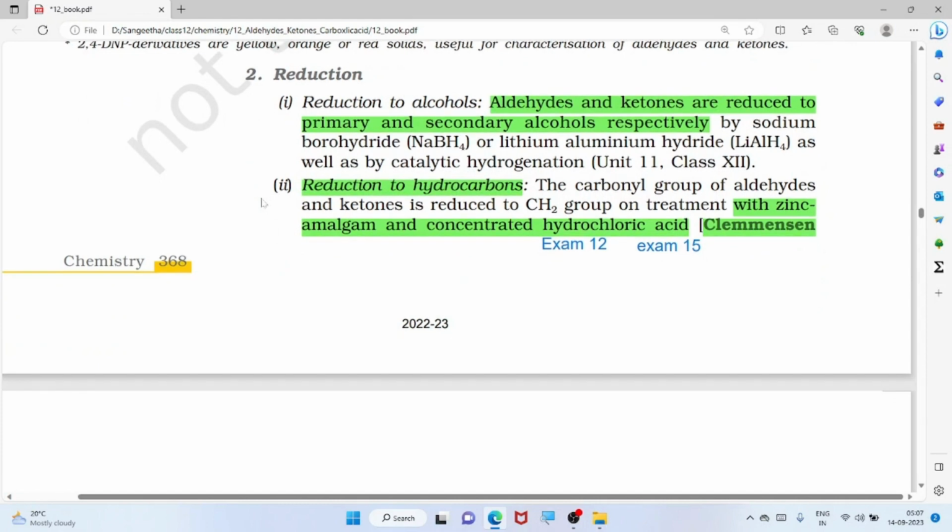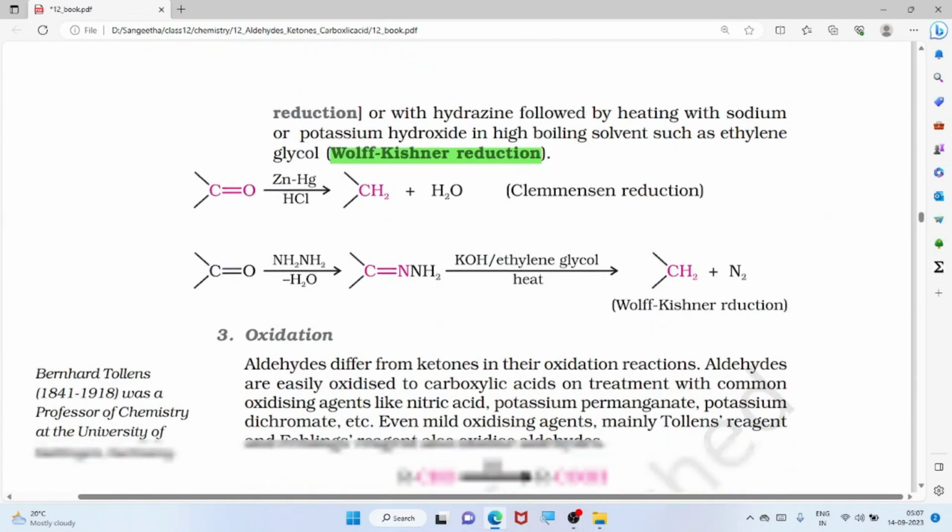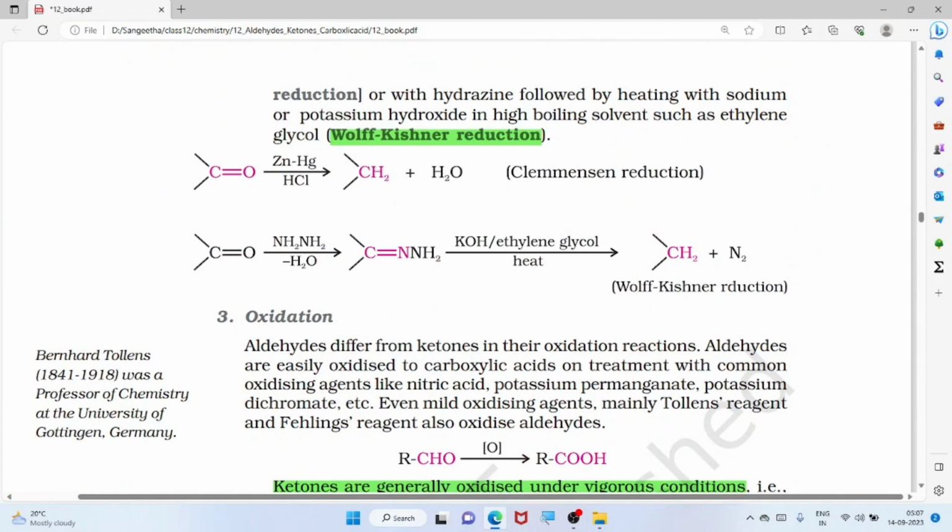Reduction to hydrocarbons. In the presence of zinc amalgam and concentrated hydrochloric acid, this is called the Clemmensen reaction. Reduction to hydrocarbons. Kishner reduction.